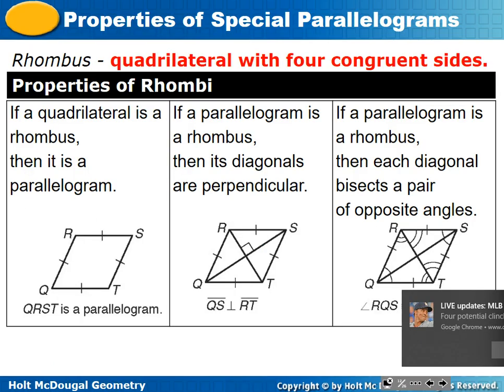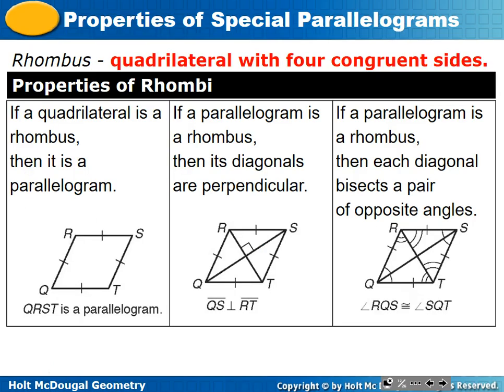So the next special quadrilateral we're going to talk about is a rhombus. And a rhombus is a quadrilateral with 4 congruent sides. Also recall that a rhombus is still a parallelogram. We said that all 3 of these special parallelograms are parallelograms. And I also want to talk to you about the middle one.